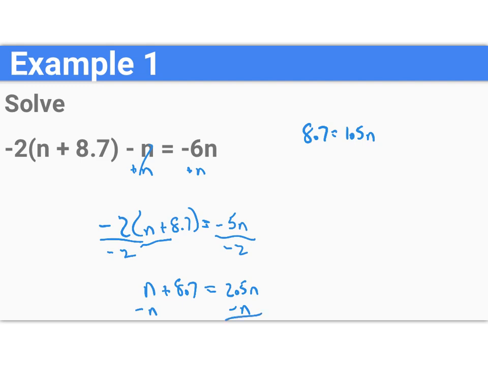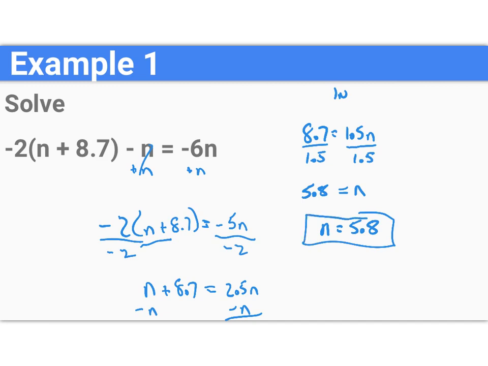You can add and subtract these, they are the same letters. So now, you have to have one n, not 1.5. So since 1.5 is multiplied by my n, I'm going to divide by 1.5 on both sides. And n will equal 5.8. Or 5.8 will equal n. It doesn't matter which way you write it, but this is the best way to write it, with the letter on the left and the number on the right.